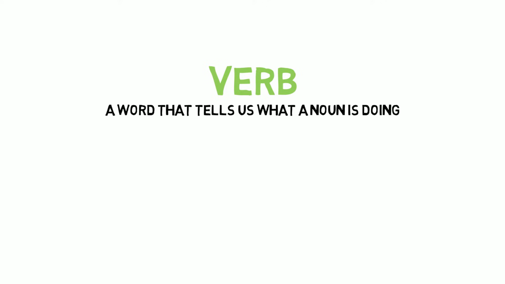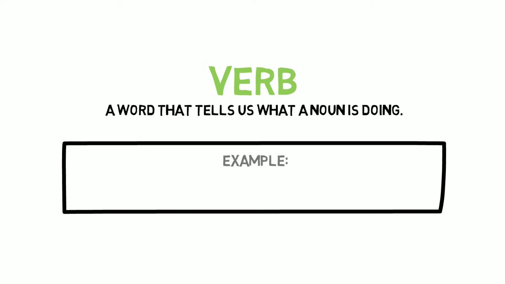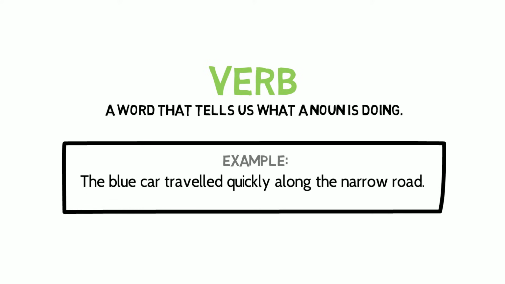Next, we have verbs. A verb is a word that tells us what a noun is doing. So a verb tells us what action is taking place in the sentence. Back to our example again. The only action we have taking place here is that the car travelled. We know that car is a noun here, and so travelled must be a verb because it is telling us what the car did.